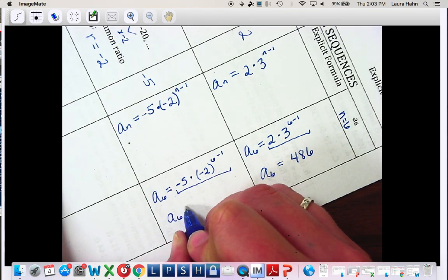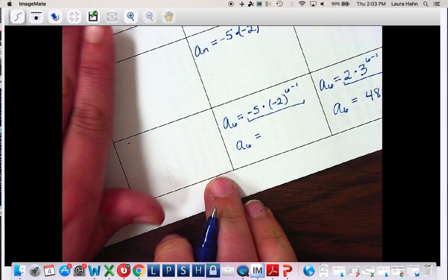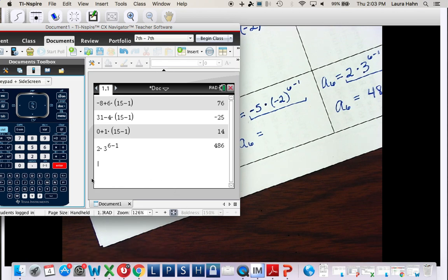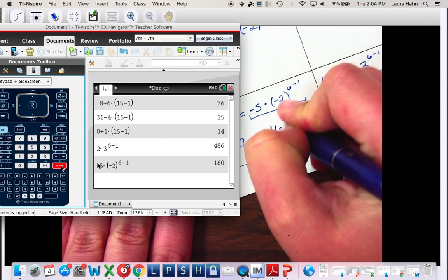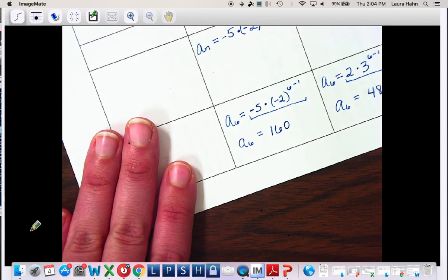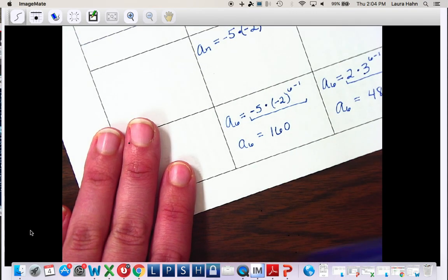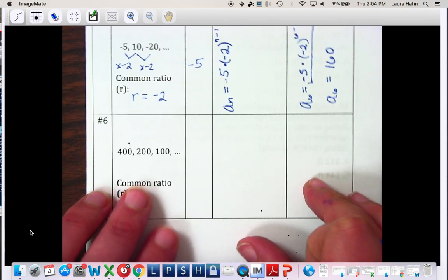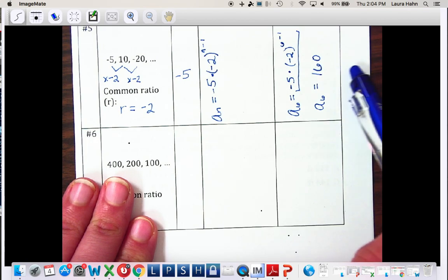So a sub 6 would equal, all right, so let's get that calculator up, -5 times, okay, remember you want -2 in parentheses, so I'm going to put -2 in parentheses, close the parentheses. Now I need to put 6 minus 1 in the exponent, so I'm going to click my up arrow key, that little caret key, and in that box I'm going to put 6 minus 1, enter. I get 160. Which means if I would have continued my pattern, if I would have kept multiplying by a -2 on the sixth number, it would have been 160.